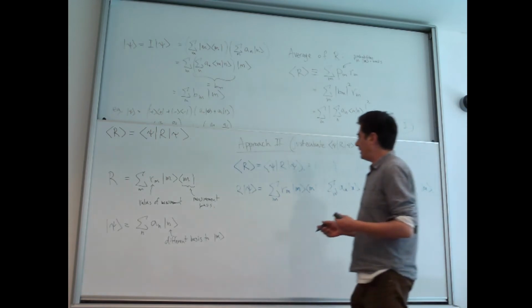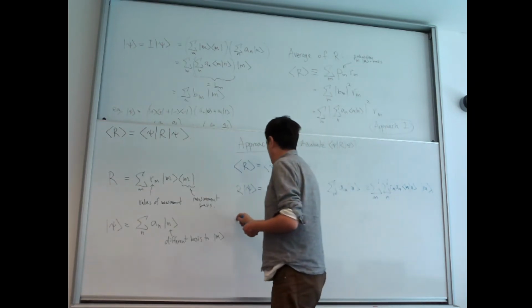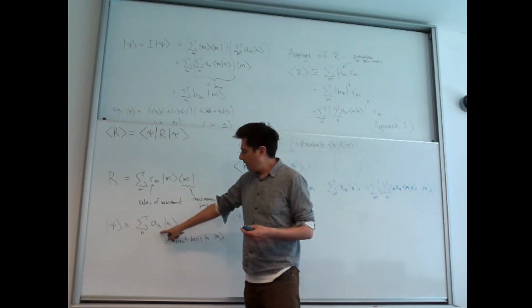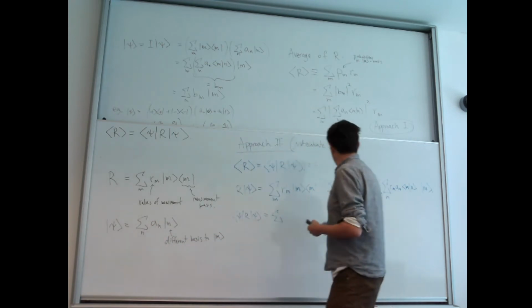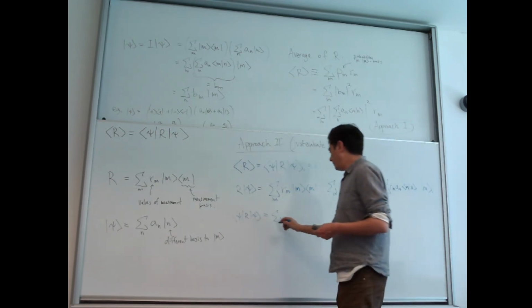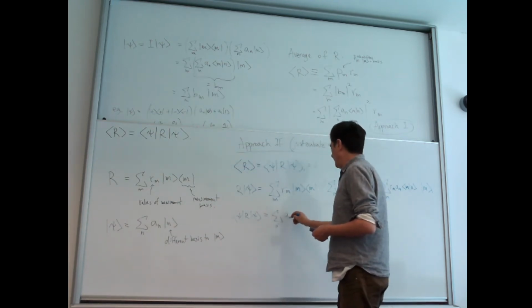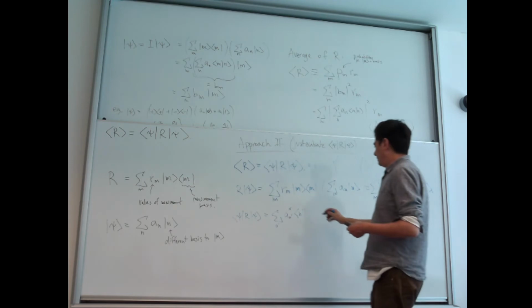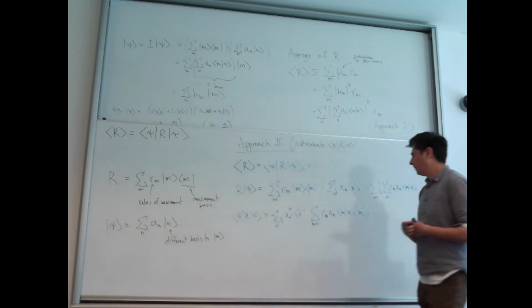Now let's multiply this thing with the row vector here. We've got to calculate the row vector of this, so we take complex conjugates here. And because we've got an n here, let's use a different label, n prime. So a_n prime star, the bra vector, and then bring in all this stuff that we have already calculated in the previous step.